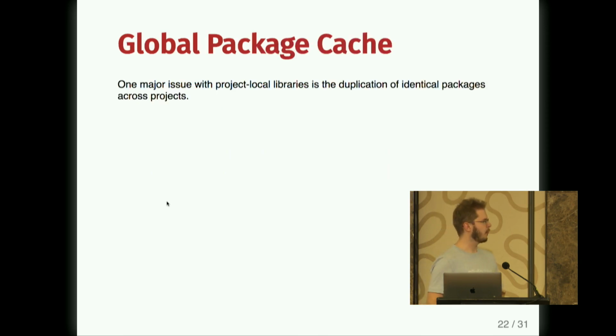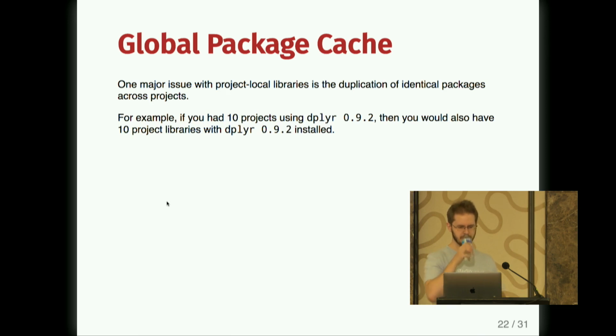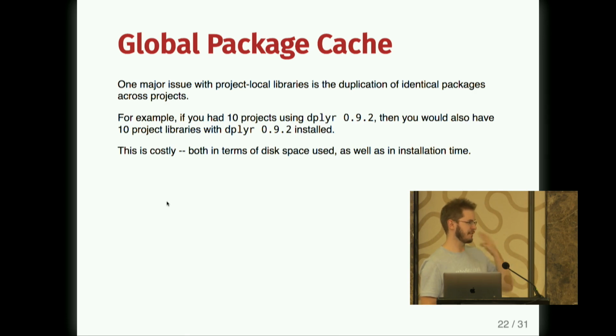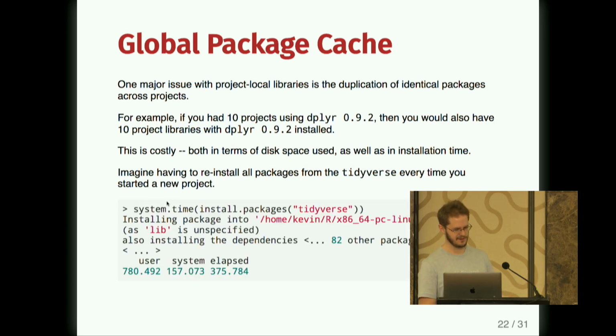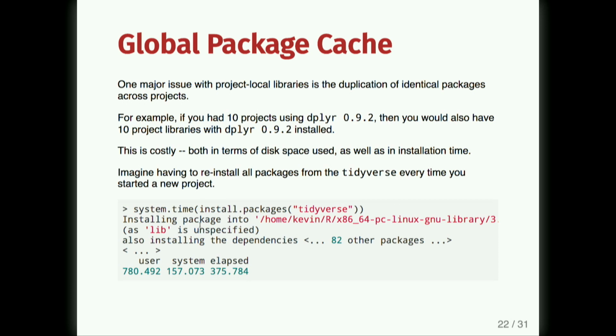Okay, and so one major issue with project-local libraries is the duplication of identical packages across projects. If you've used Packrat before, you've probably seen this issue. If you had 10 projects that use dplyr 0.9.2, then you have 10 project libraries that also have dplyr 0.9.2 installed. And this can be costly, both in terms of disk space used and installation time, especially if, say, you're on a Linux machine, installing these things from sources. So imagine having to install the tidyverse every time you start a new project. This is what I got from running it on my Linux VM. It took just over 6 or 7 minutes, which is too long when you want to get started on something. When you're starting a new project, you want to just get going. You don't want to spend 10 minutes just to get up and running.